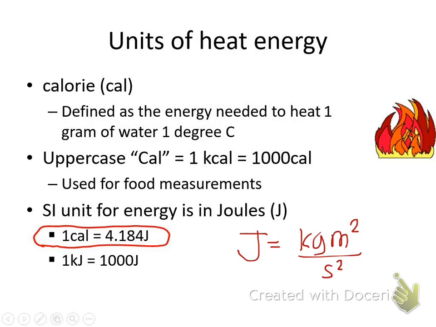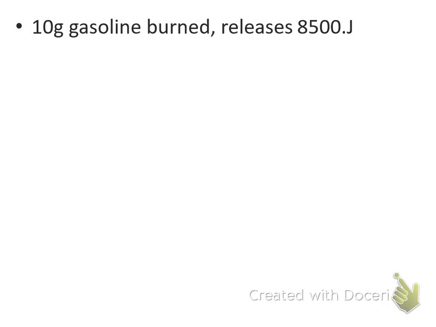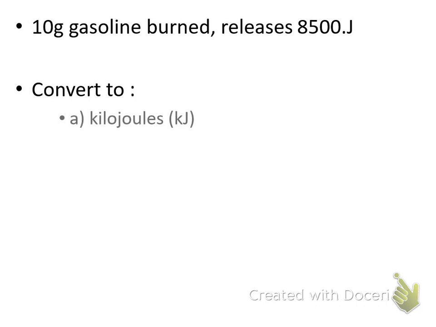Okay, welcome back. And let's take a look at a conversion. So I have 10 grams of gasoline, and it releases 8,500 joules of energy when we burn this gasoline. So it's a combustion reaction. And the first thing I'm going to ask you to do is to convert this into kilojoules.